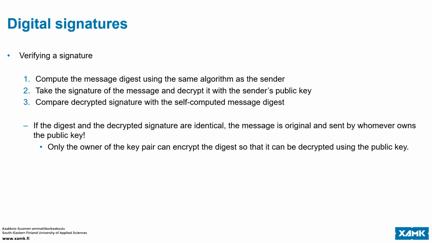To verify a signature, you first start by computing the hash value or message digest using the same algorithm as the sender. Then you take the signature of the message and decrypt it with the sender's public key. Finally, compare the decrypted signature with the self-computed message digest. If the hash value or digest and the decrypted signature are identical, the message is original and it was sent by whoever owns that public key. This is because only the owner of the key pair can encrypt the hash so that it can be decrypted using the public key.